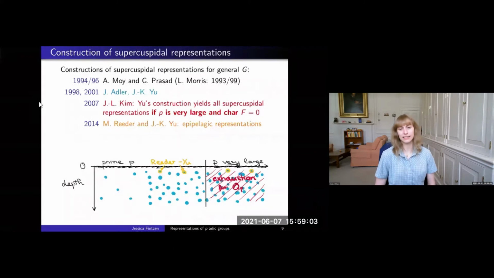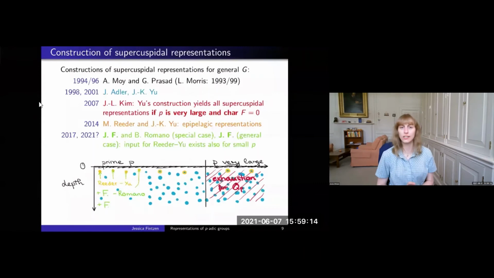So I said again, they take an input and the output are nice representations, but they only showed the input exists for large primes. What I did recently, partially in joint work with Stefano for special cases, is show that the input actually exists for small primes as well when it exists for large primes. That means we get a lot of new representations down here for small primes p that were not constructed earlier by Reeder and Yu. So there's actually much more work we have to do.